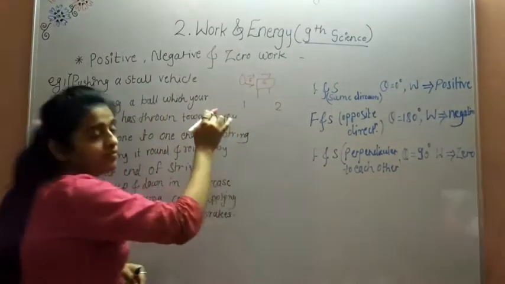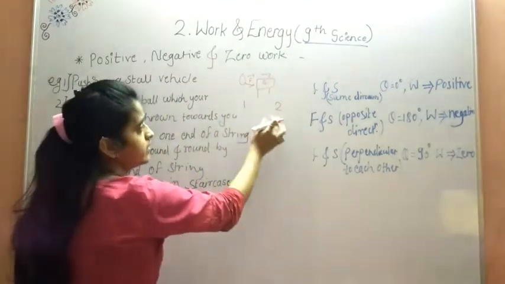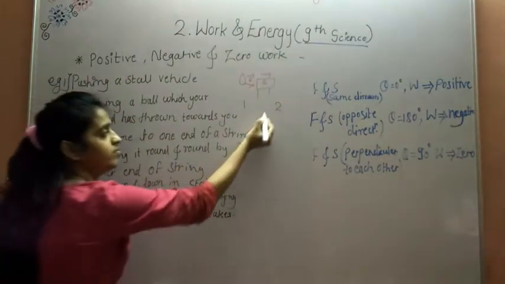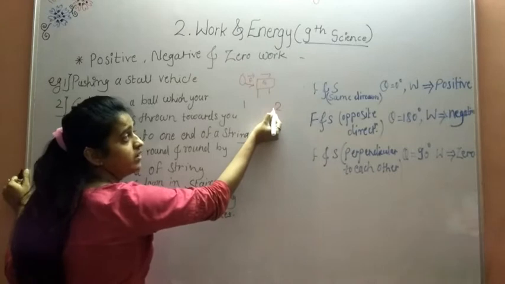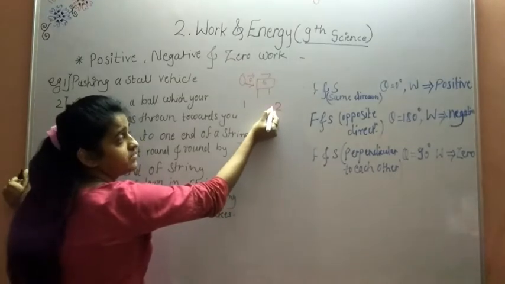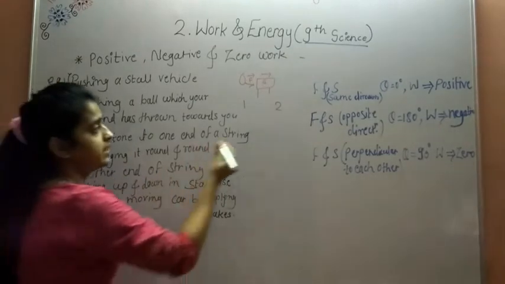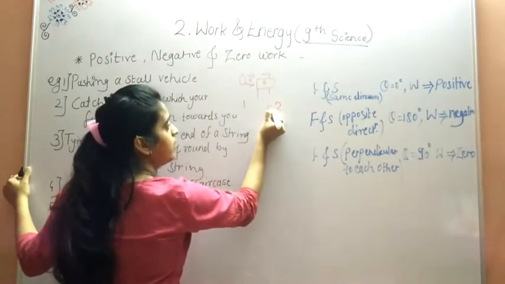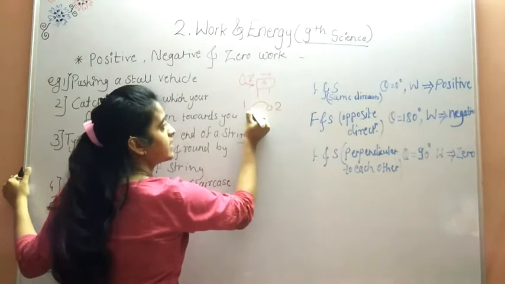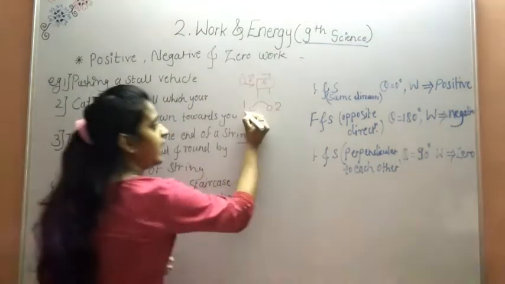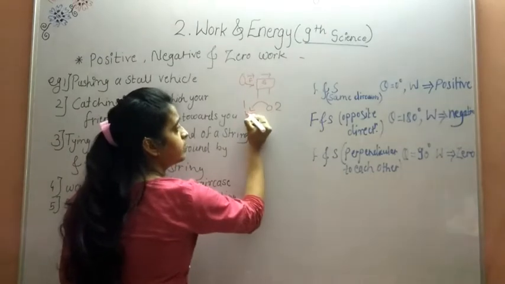So first, this is you and this is your friend. This ball means catching a ball. This is your friend. So this friend, catch means throw the ball on your side. The ball comes out in this direction, and your hand is in this direction.